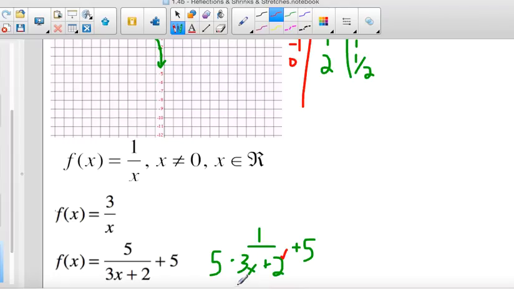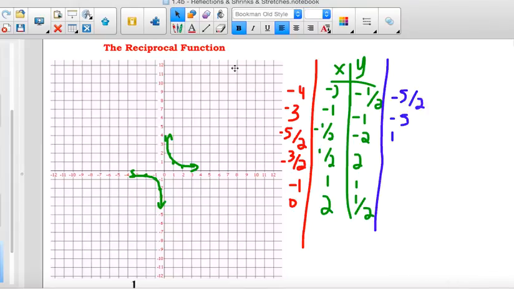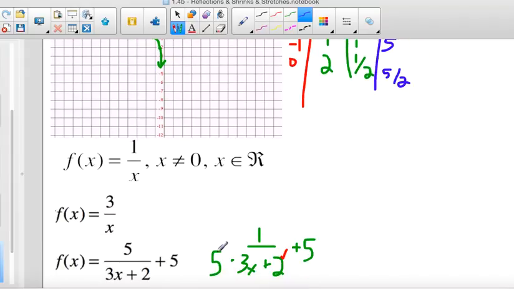Now we can do the vertical stretch or the horizontal shrink. It doesn't matter, you can do them both at the same time, but I'll do the vertical stretch first. All of these y values are going to get multiplied by 5. So here I have negative 5/2, here I have negative 5, here I have negative 10, positive 10, 5, and 5/2. And that takes care of this one.